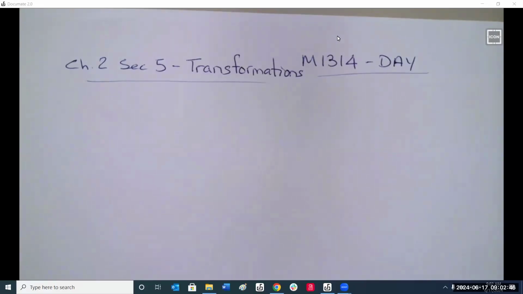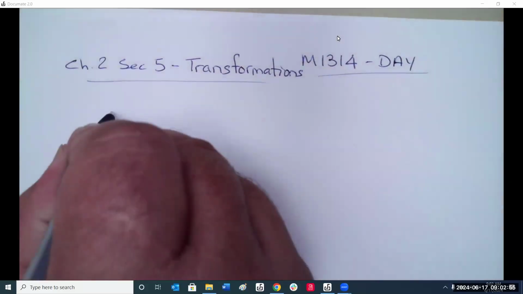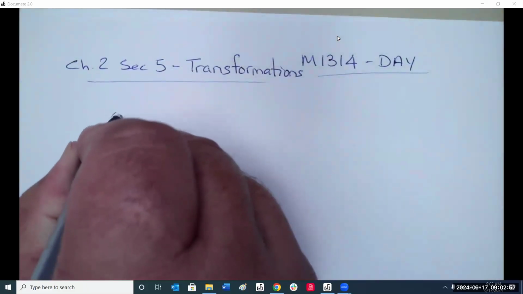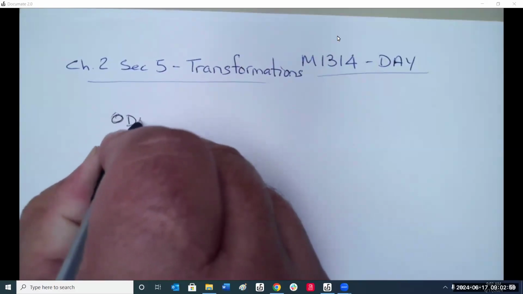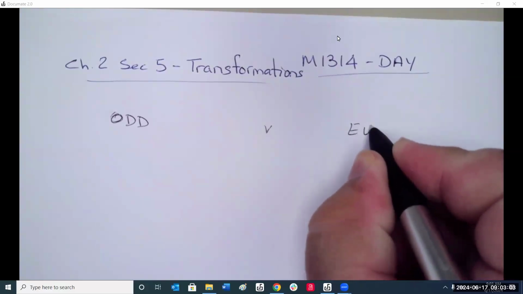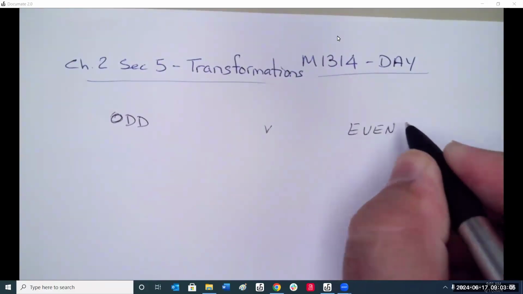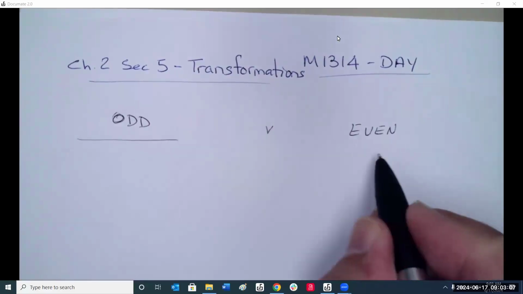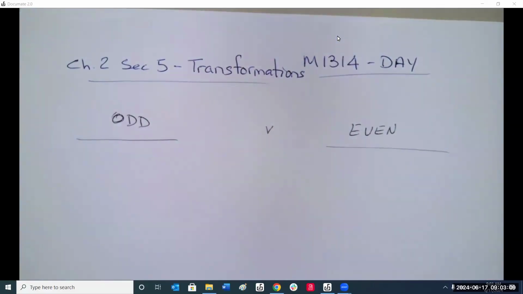All right. Well, last week we finished up symmetry, and then we talked about odd and even functions. As a review, how would you determine if a function is odd versus if it's even? Again, you should have done this review at home over the weekend.